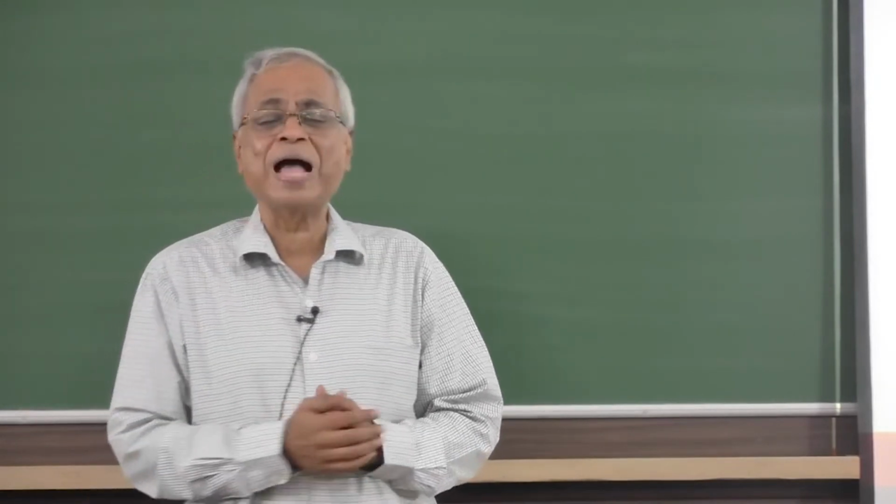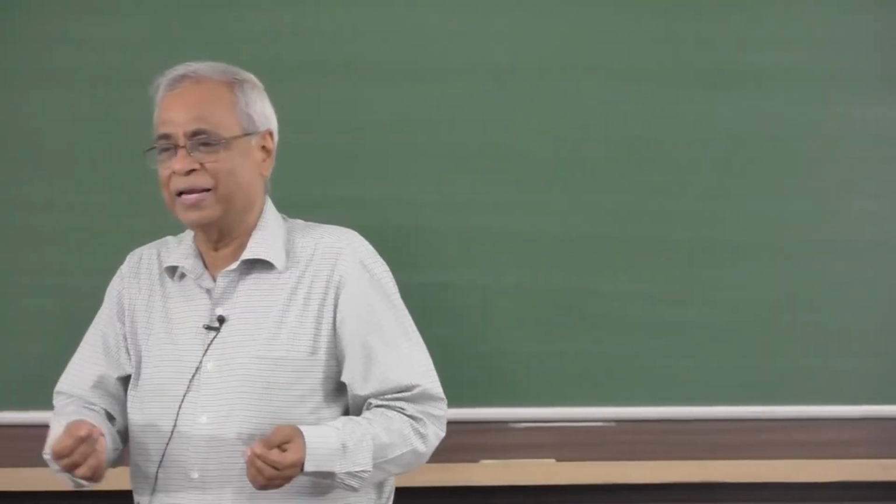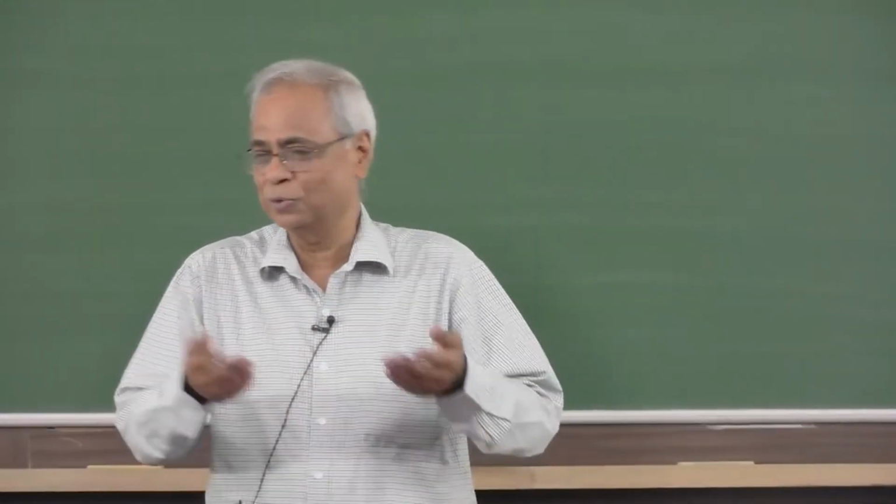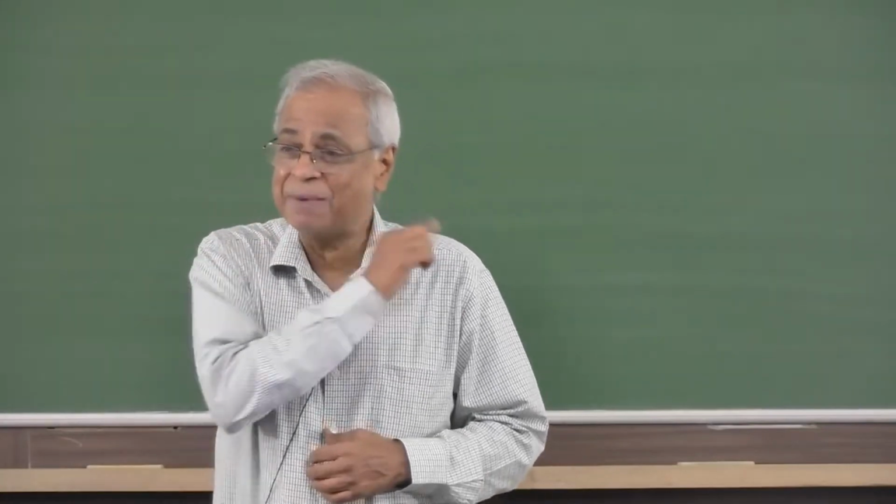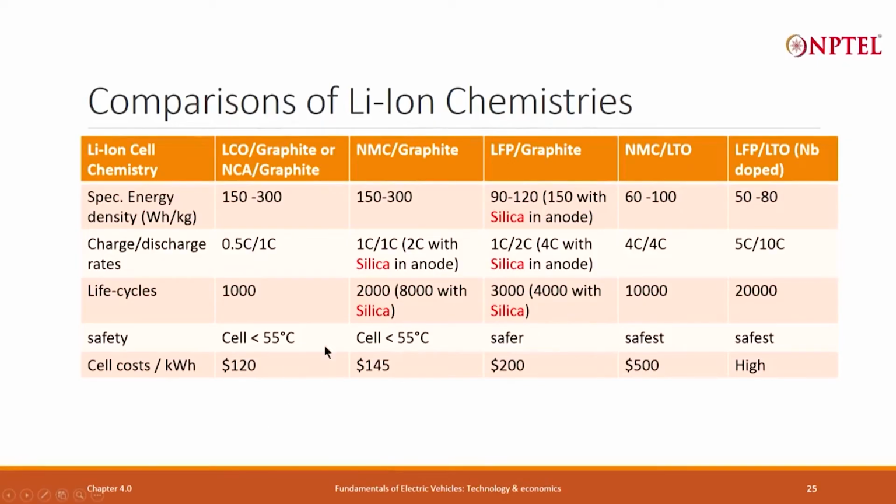So, you have to actually use higher energy density, because it will cost less, weigh less, and you make it safe. Cell cost, of course, you are already seeing $100 on this. If you look at only safety, I will say NMC LTO is extremely safe, but energy density is only 80 watt hour per kg. What do you do? Cost is extremely high. So, you must understand for what usage you are going to use what.